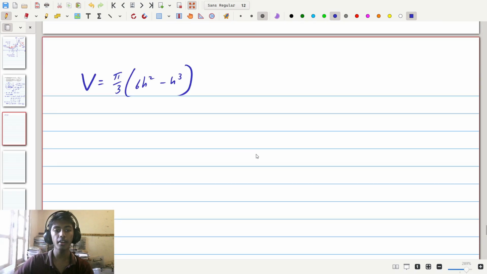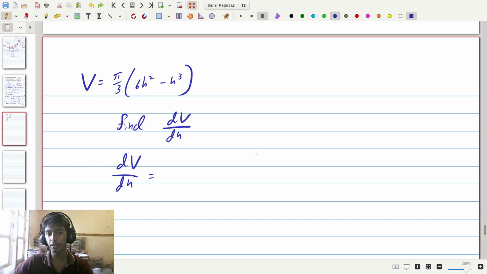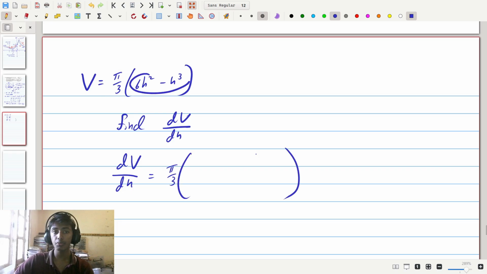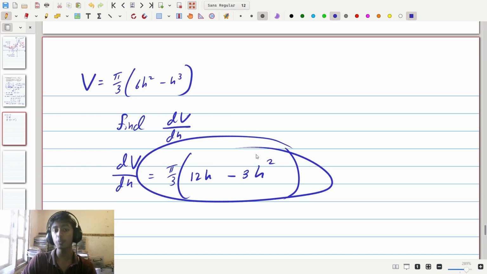So we're going to find dV by dh. If we take the derivative here, we have a constant multiple of pi by 3, which we're going to have to keep. So pi by 3 multiplied by, and on the inside here, if we take the derivative of this part, 6h squared's derivative is going to be 6 times 2h to the power of 1, which is going to be 12h, and then minus h cubed's derivative is going to be minus 3h to the power of 3 minus 1, or h squared. So this right here is going to be the expression for the derivative dV by dh.